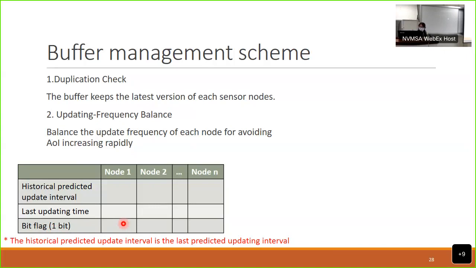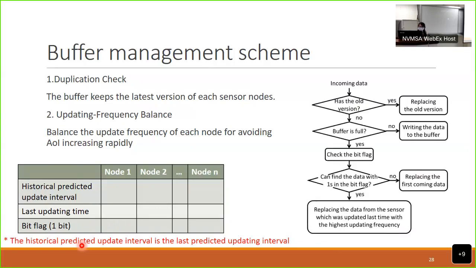So if data comes and the buffer is full, we tend to replace the data with bit flag 1, because we want to update the data which was not updated last period. So this is the flow chart of our buffer management.